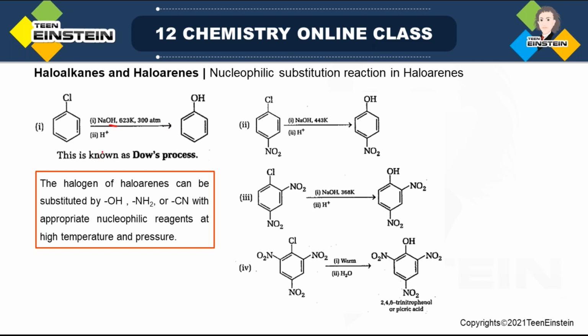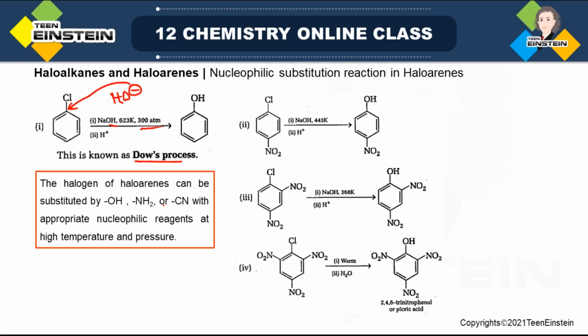Now look at the conditions. This is a very drastic condition. 623 Kelvin, which is a very high temperature. And also look at the pressure, 300 atmosphere, that is also very high. So both temperature and pressure are very high. That means the condition is very drastic. And here the reagent you are seeing is NaOH, but the actual nucleophile is HO minus, which will attack at this carbon. Cl will be replaced, and the position of Cl will now be taken by OH. And this is known as the Dow process.